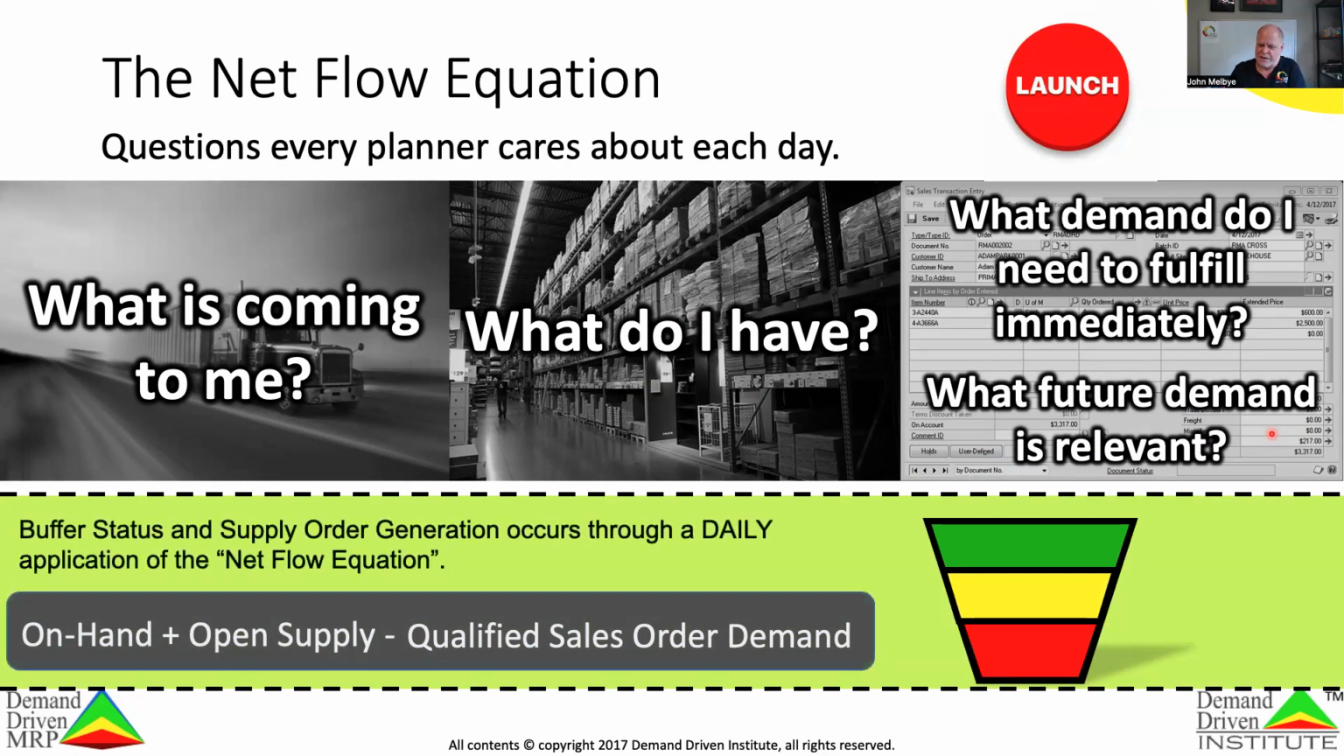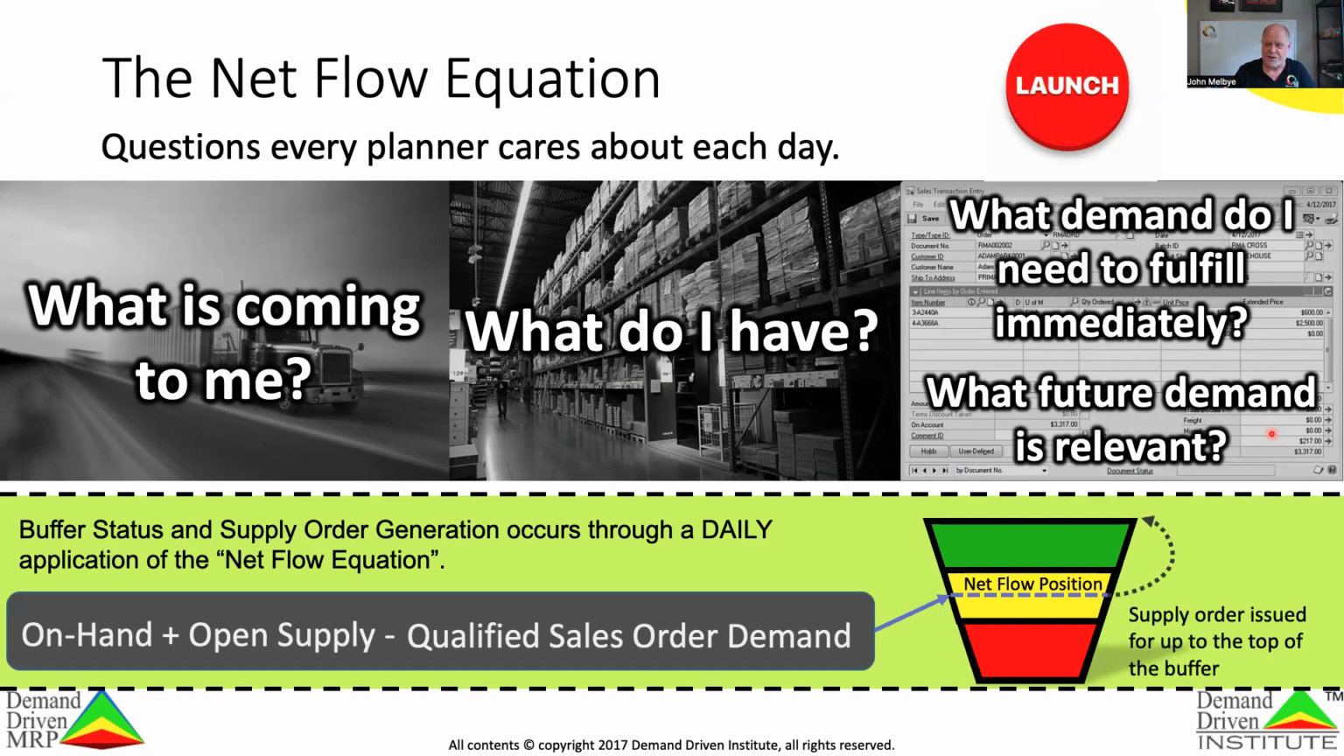The net flow equation is on hand plus the open orders minus the qualified sales order demand. There's a little bit in that qualified sales order demand that we don't cover in this section, but on hand plus open supply, or on order, minus the qualified sales order demand. We compare that to our planning buffer. That gives us our net flow position. If we are in the yellow or red, we order up to the top of the buffer.